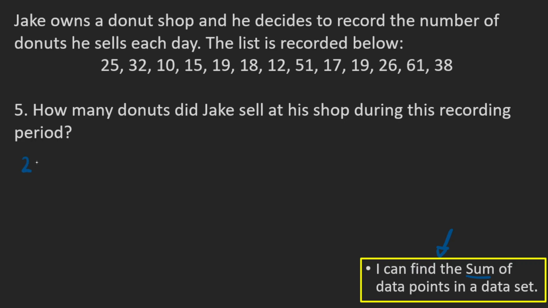So we're actually going to write this all out to make sure we don't forget anything. 25 plus 32 plus 10 plus 15 plus 19 plus 18 plus 12 plus 51 plus 17 plus 19 plus 26 plus 61 plus 38. Now we could do this by hand, or the faster way is just doing it on a calculator. So let's quickly do it on a calculator.